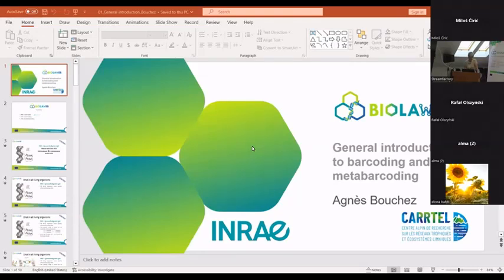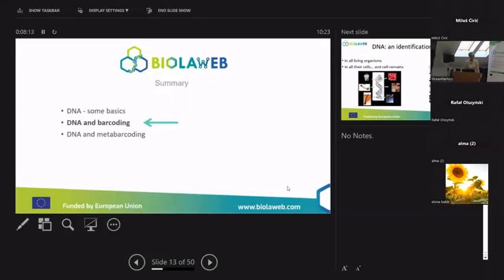So that leads me to the next part about DNA and barcoding. As I said, DNA can be used as an identification tool because it's in all living organisms, in all their cells, and even in all their cell remains. Here, for example, for us humans, you can see that we have DNA in any part of our body. Okay, so the second part is on DNA and barcoding.